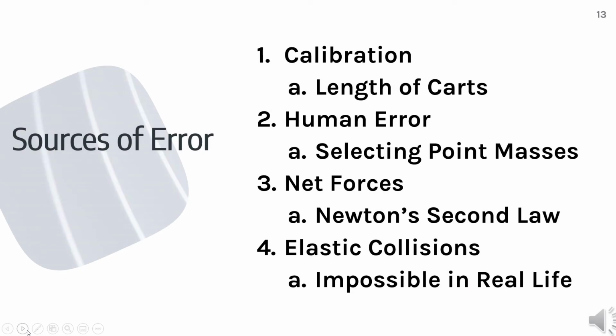One source of error could be due to my unconventional calibration methods in finding the length of the carts. The second source is human error. It's impossible to select the exact point mass for each of the frames in Tracker. Next, we made the assumption that there are no net forces acting on the carts, but there is friction from the track acting on the wheels that we ignored. Lastly, purely elastic collisions are impossible in real life. There will always be some system loss of the energy due to thermal, chemical, and sound transfers or changes. Let's discuss this concept more in depth.